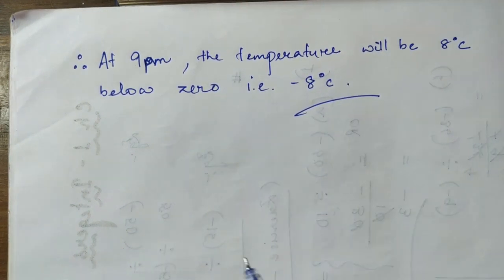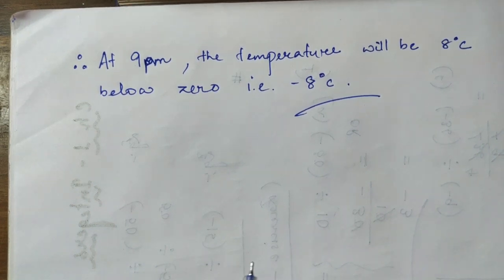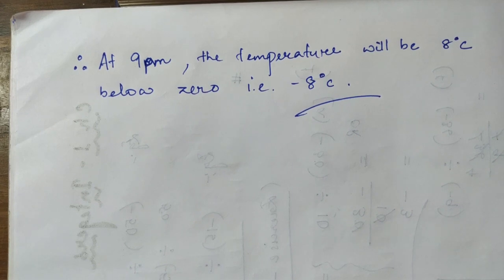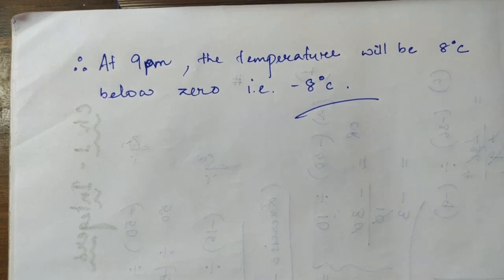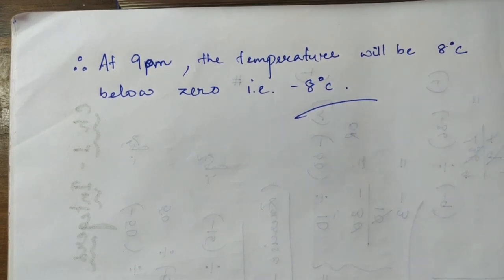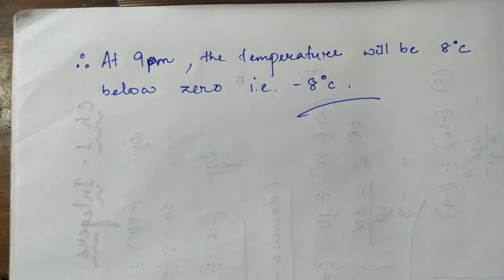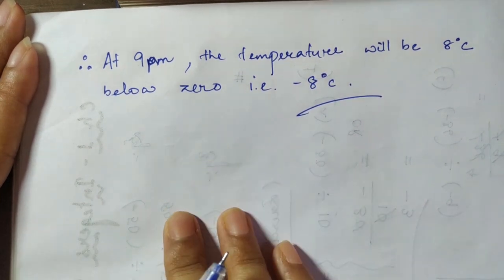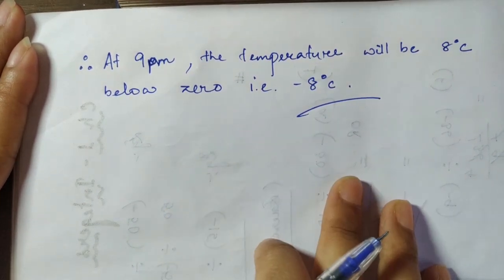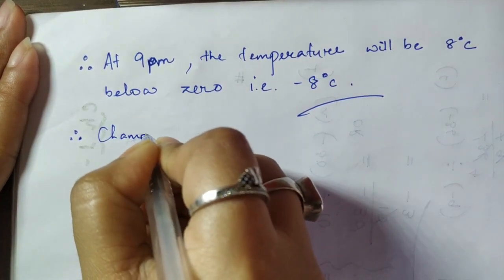Now we have another part of the question: what would be the temperature at midnight? We know that it takes 12 hours to reach midnight after 12 noon. So what is the change in temperature in 12 hours? We know that every hour the temperature decreases by 2 degrees Celsius. Between 12 noon and 12 midnight there are 12 hours.